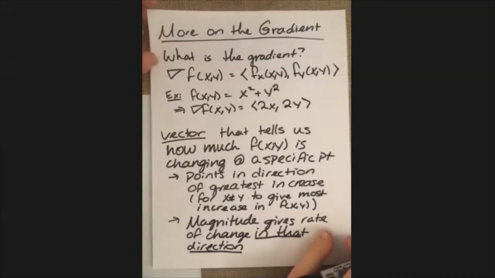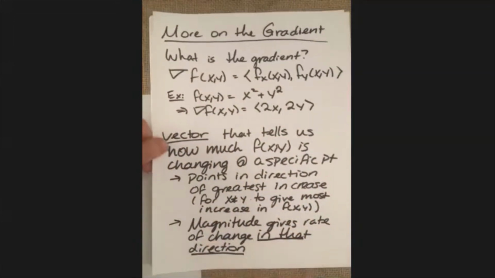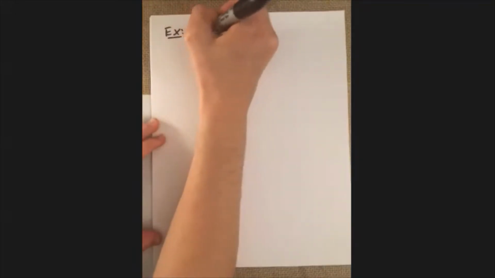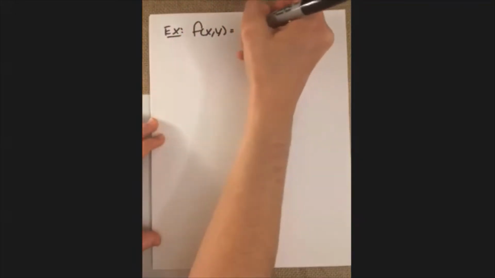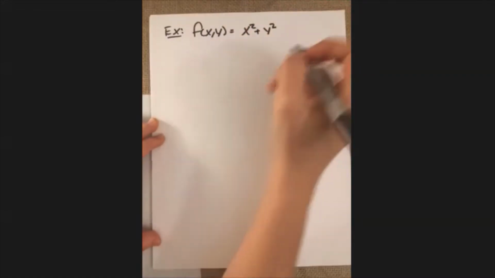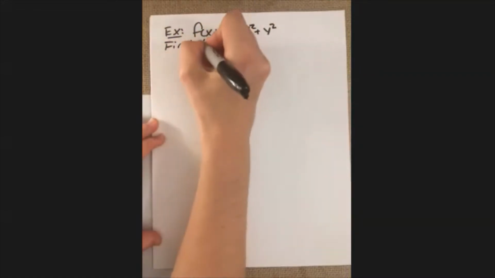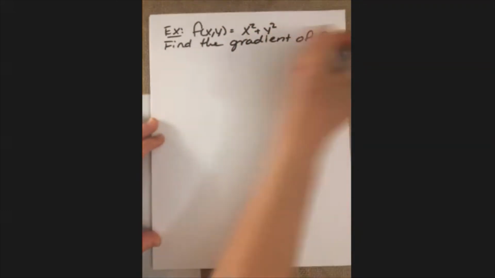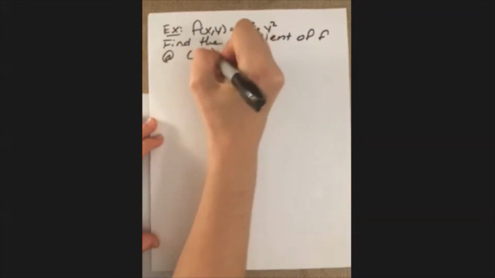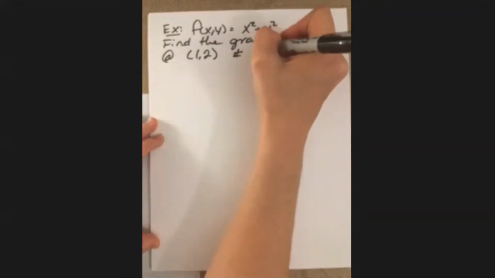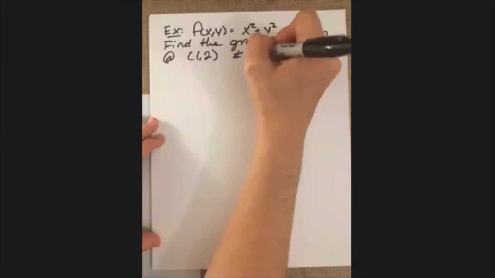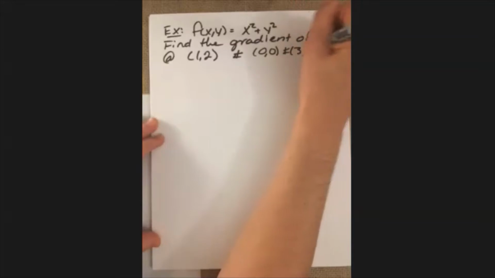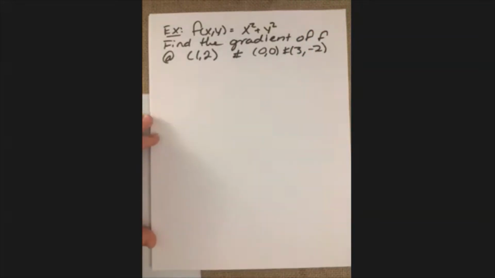So let's work a more concrete example and talk about what that looks like. We're going to return to this example, f of x, y equals x squared plus y squared, and we are going to find the gradient of f at the points (1, 2) and (0, 0), and let's do one more. Let's do (3, -2). We found the gradient earlier.